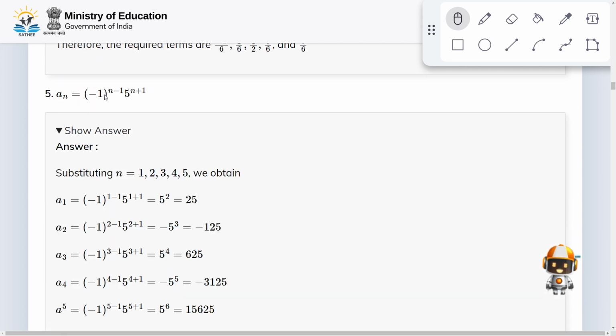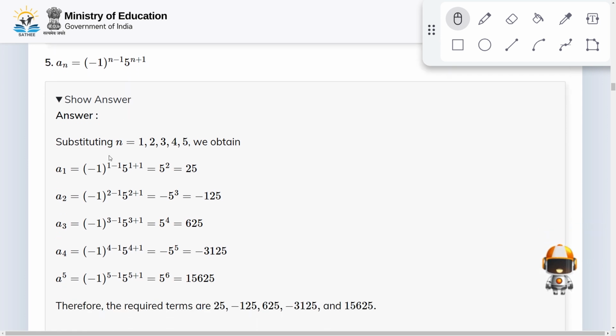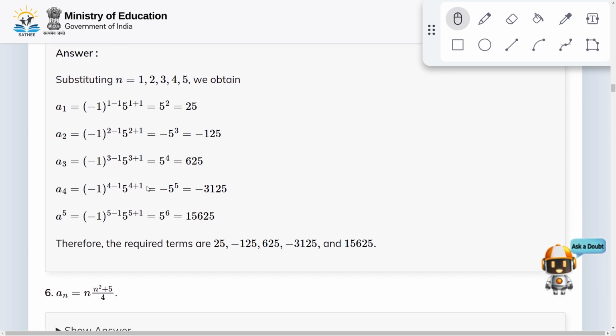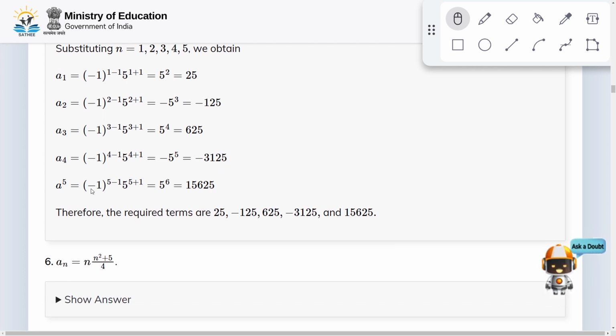Fifth, an equals minus 1 power n minus 1 multiply 5 power n plus 1. So substitute your n values. A1 will be minus 1 power 0 multiply 5 power 2, which means 25. A2 will be minus 1 power 1 multiply 5 power 3, which means minus 125. A3 will be minus 1 power 2 multiply 5 power 4, which means 625. A4 will be minus 1 power 3 multiply 5 power 5, which means minus 3125. A5 will be minus 1 power 4 multiply 5 power 6, which means 15625.